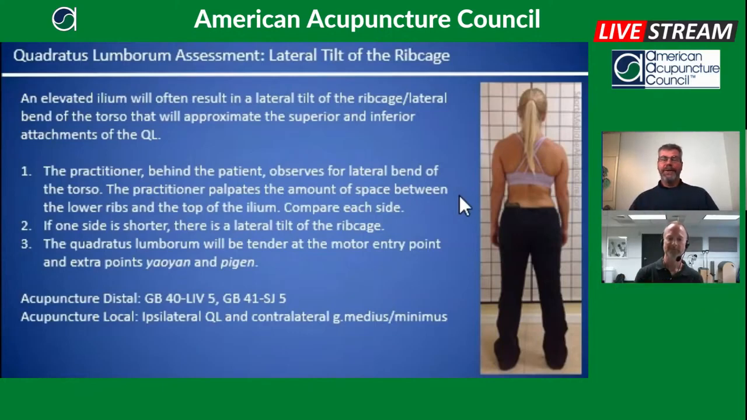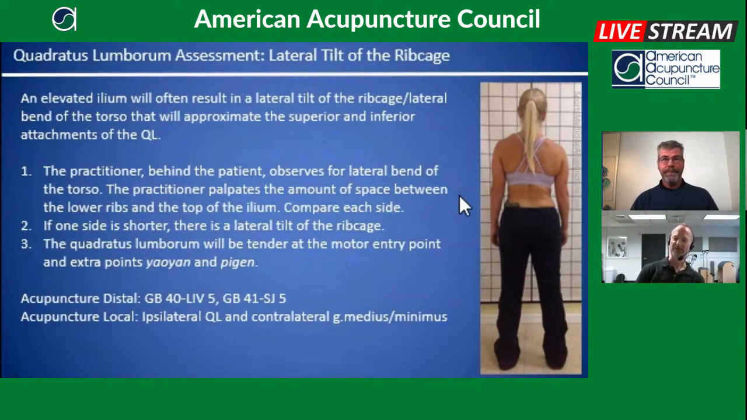Usually with the love handle, so to speak, you'll see a difference between right and left sides, and more of an accumulation of tissue when there's an elevated ilium and a lateral tilt of the rib cage. So in that case, you've got the T12, this 12th rib is now going to be coming down, which means shortening of pretty much all of the fibers of the quadratus lumborum, I would think, making Pigun tender to palpation, and also Yaoyan tender to palpation, as well as the motor entry point. Let's go to the next slide.